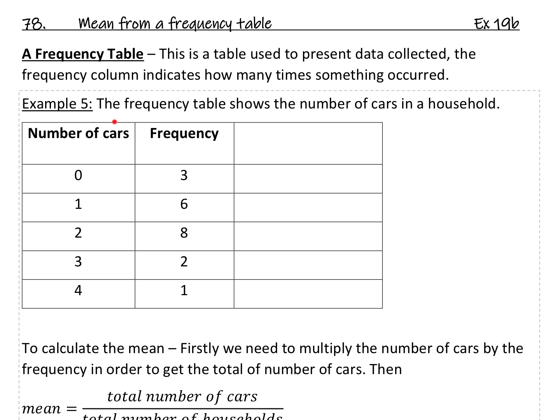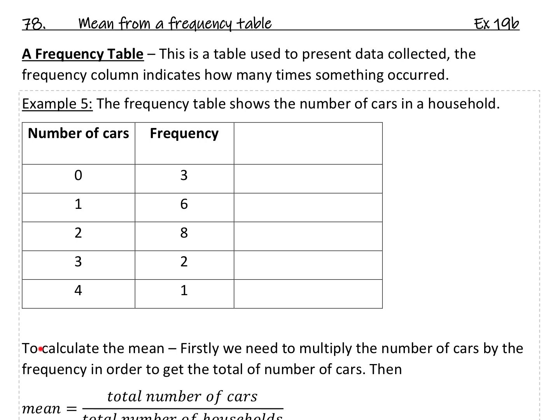So example 5, the frequency table shows the number of cars in a household. The question we're going to try and answer is, what's the average number of cars in a household? Do households on average have 2 cars, or 3, or 1, or 0? The average we're going to find out is the mean. So when I say average, I mean mean.